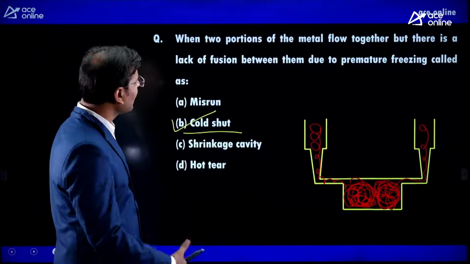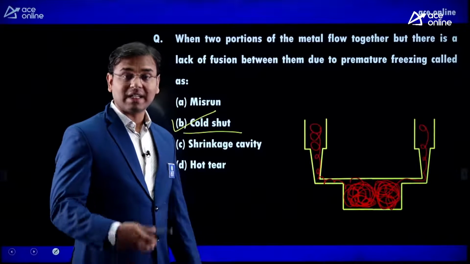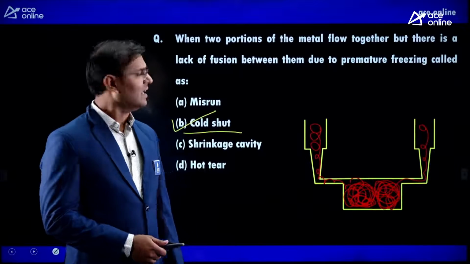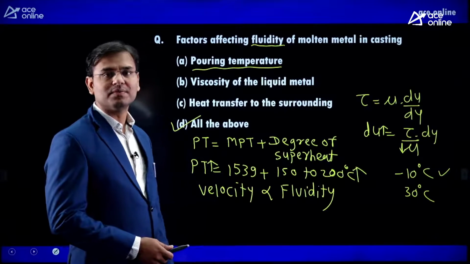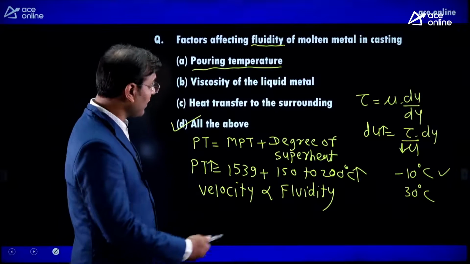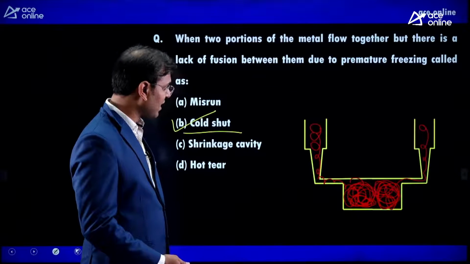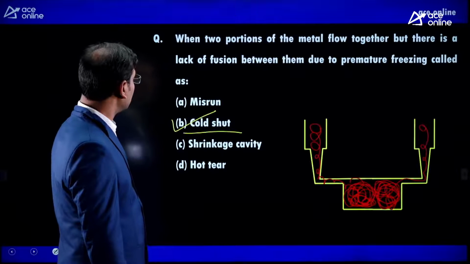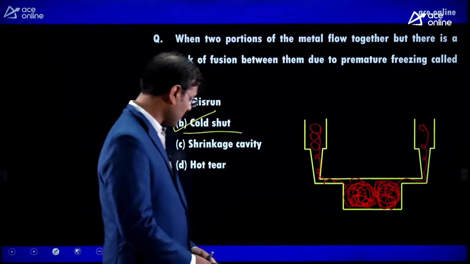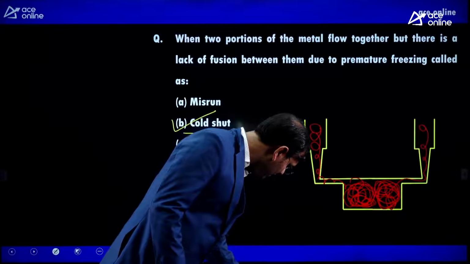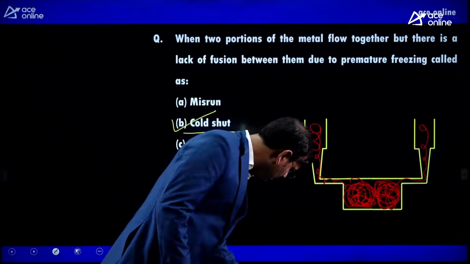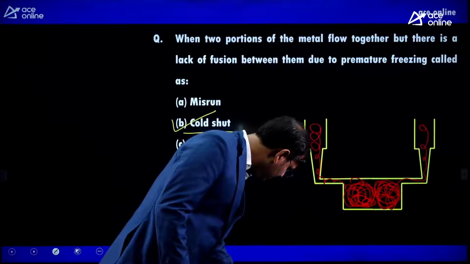Okay, then how can we avoid that cold shut? We can increase the degree of superheat. Here we discussed the formula about the degree of superheat. If we increase the degree of superheat, then we can avoid this defect. Okay, now the casting questions are completed, now I am going to start with the welding questions here.